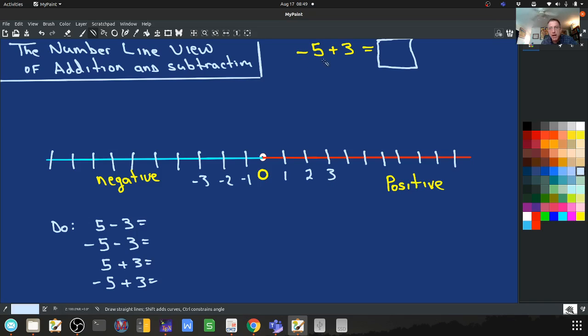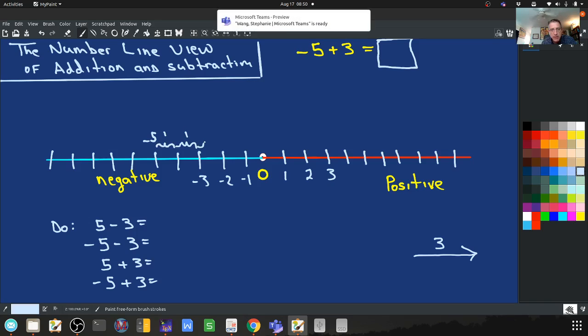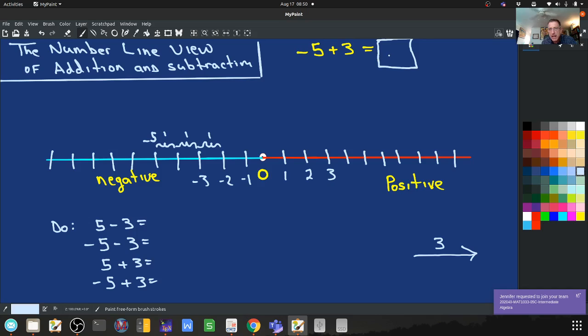So let's do minus 5 plus 3. What I do is I start down here and I find my minus 5. So that's minus 1, minus 2, minus 3, minus 4. So this right here is minus 5. This is my starting point. This is where I'm going to start. And I'm adding plus 3. The plus indicates that I go in the positive direction. How many? 3 steps. So here I go in the positive direction 1 step, 2 steps, 3 steps, and I land on minus 2. So the correct answer is minus 2.